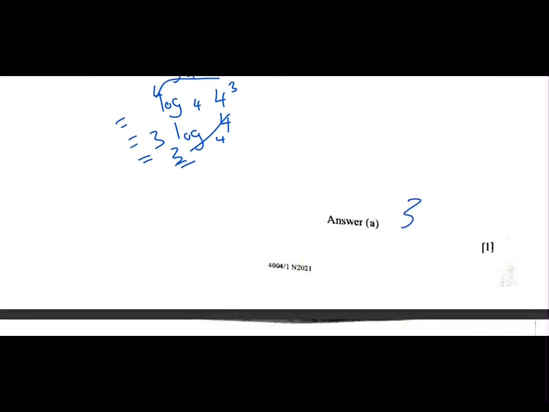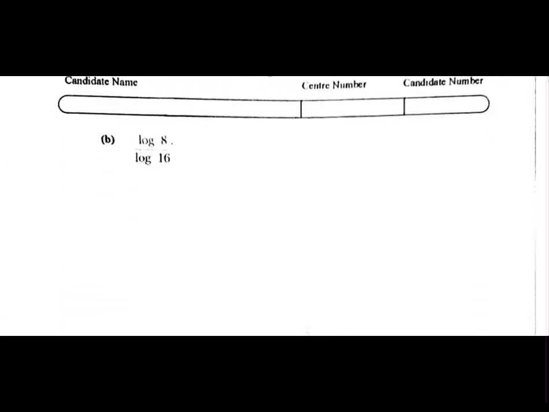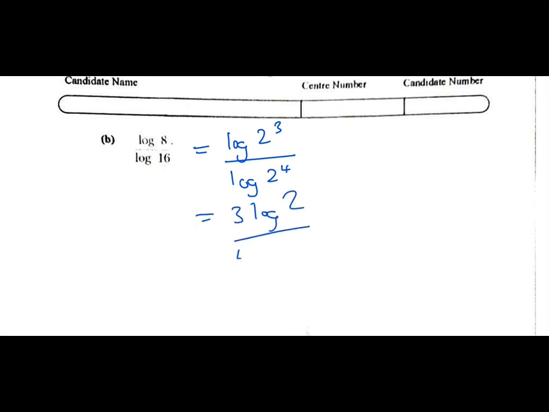Alright, let's move on to part B. Evaluate log 8 divided by log 16. Okay, we can use the method that we used above. You should know by now that 8 can be rewritten as a product of its prime factors, being 2 times 2 times 2. So log 8 can be written as log 2 cubed, and log 16 can be written as log 2 to the power 4. And then this will simply be 3 log 2 divided by 4 log 2. Log 2 will divide log 2, and then we remain with 3 over 4.